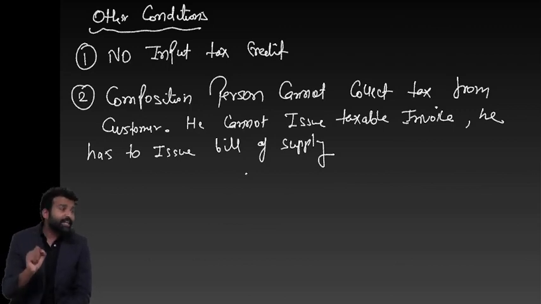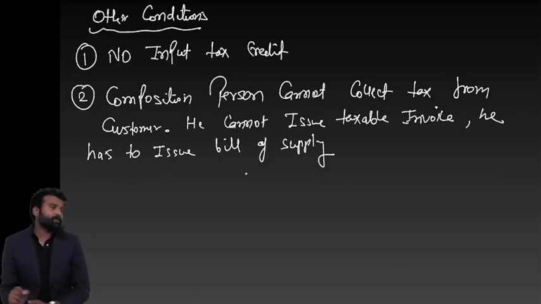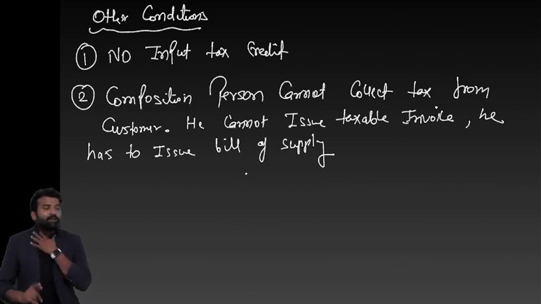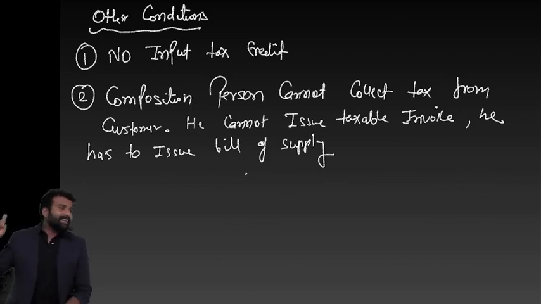I cannot issue a tax invoice to the next person. I cannot charge tax from the next person. So that 1 rupee I am paying from my own pocket will be an expense for me. I have to debit that 1 rupee as an expense in my P&L account. I cannot shift the burden to the consumer. I cannot charge that 1% from the customer, and that customer will not get any ITC of that.